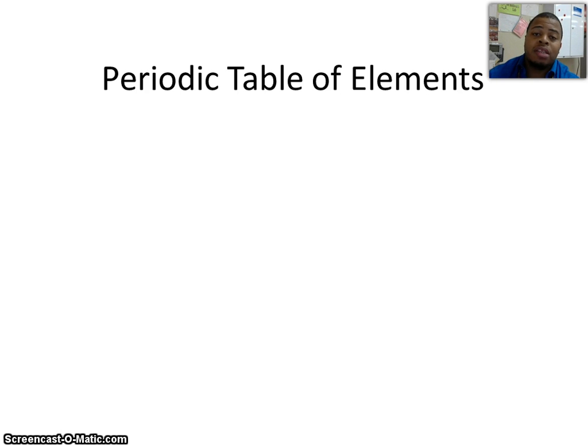Now, when we're talking about the different properties of the elements and looking towards preparing you for bonding, one of the things we have to look at is what the properties of the periodic table are and how they affect the type of bond that you're going to have. So, starting off with some of the basics.